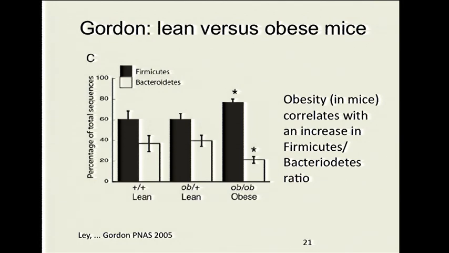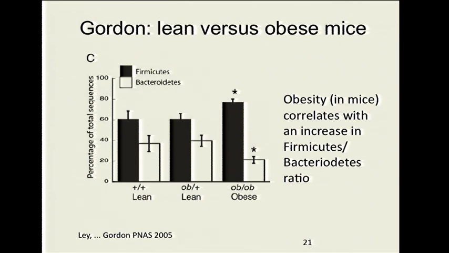So at the level where I was saying that you could gain insights even from the highest level, this is an early paper from Jeff Gordon's lab looking at the difference between lean mice and obese mice. And these are genetically obese mice. They have a mutation in the leptin pathway. And what you can see, even at this level, the shift is quite great. What the Gordon lab can see here is that the obese mice have an increase in the amount of Firmicutes and a decrease in the amount of Bacteroidetes. And it's really a wide sweep.